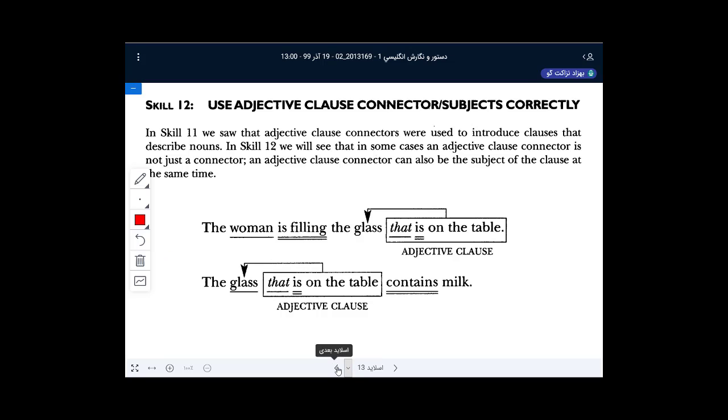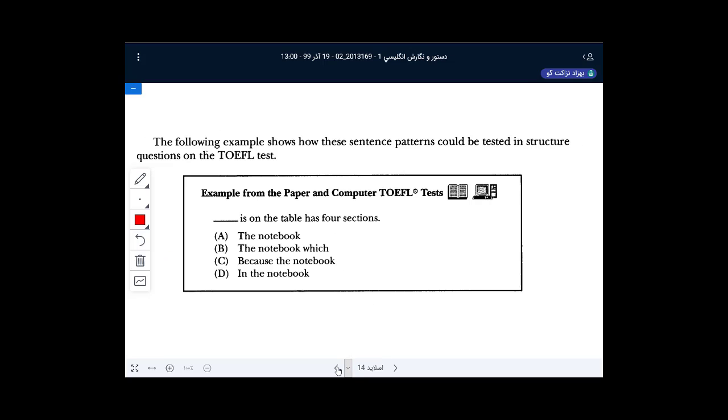So let's move to this question. Would you please answer this question? Should I answer or? Yes, please. Okay, so the answer is B. The notebook which is on the table has 4 sections.